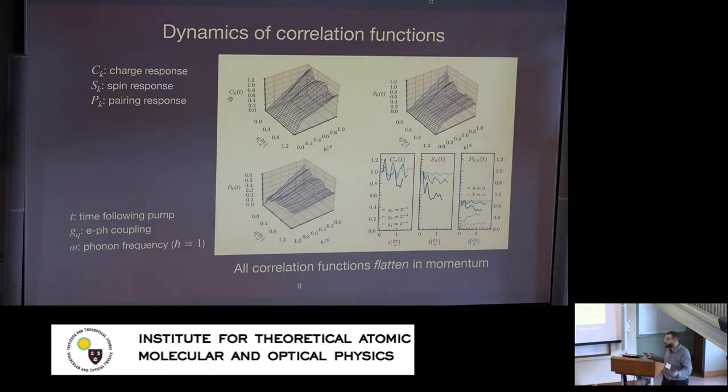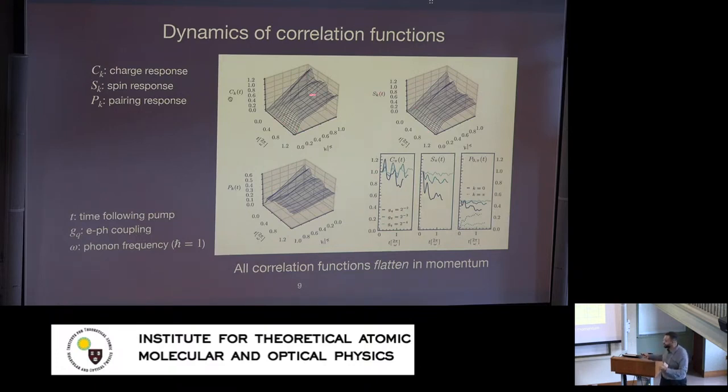And if there's an ordered phase, what you would want to see is some divergence in any of these quantities at the relevant momentum. We have to be careful for charge at zero momentum. There's a conservation law, which is the conservation of density, so this cannot change. The same for spin. There's no such thing for pair. And here are some cuts. I'm not going to focus so much on the cuts, but let's just focus on the charge, the pairing, and the spin for a second.